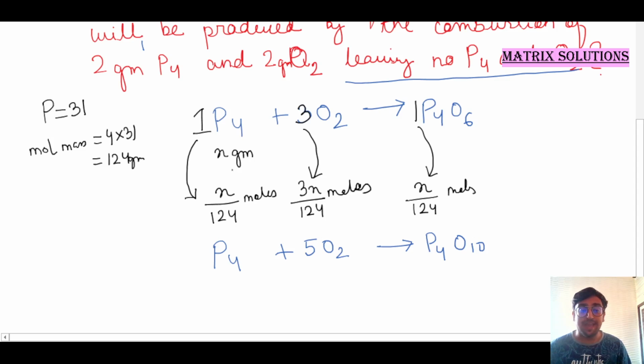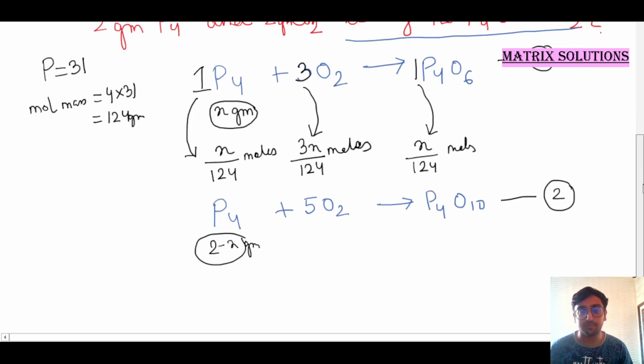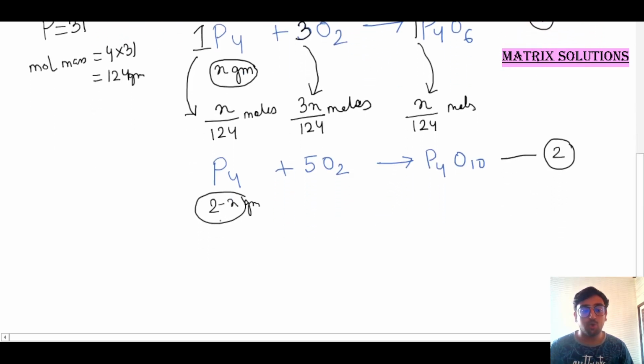What did I say? x gram is reacting in the first equation. I don't know what this x is, but I know that the total amount of P4 across the first and second reactions is 2 grams. So if in the first reaction x gram is used, then what will be used in the second? Total is 2. In one part x is used, so the other will be 2 minus x grams.